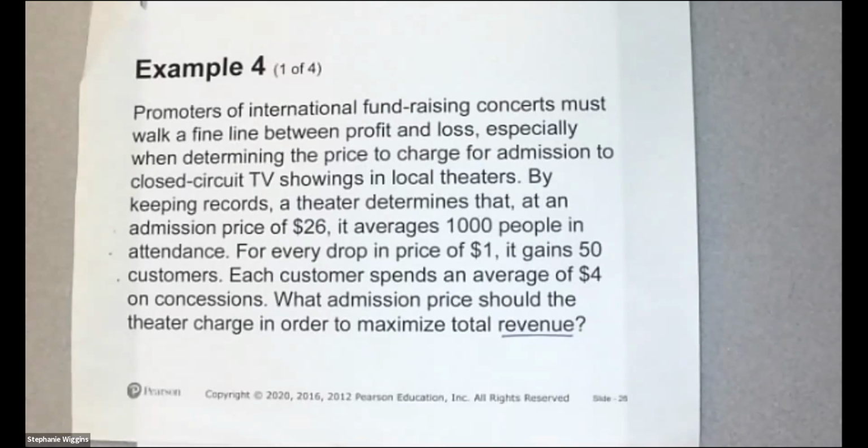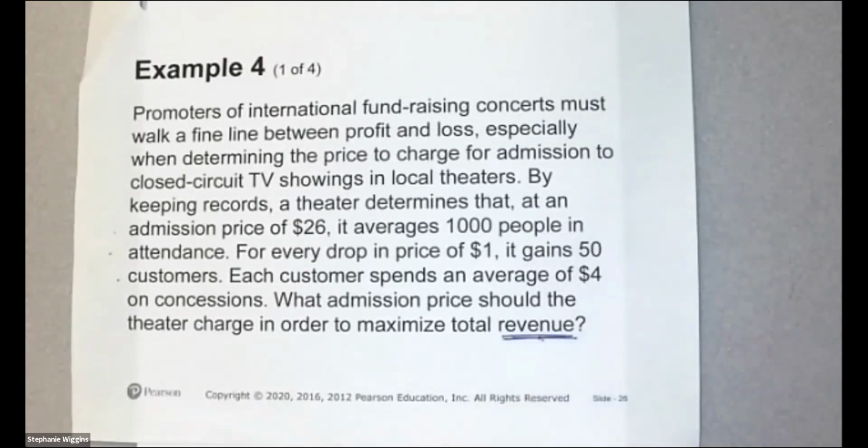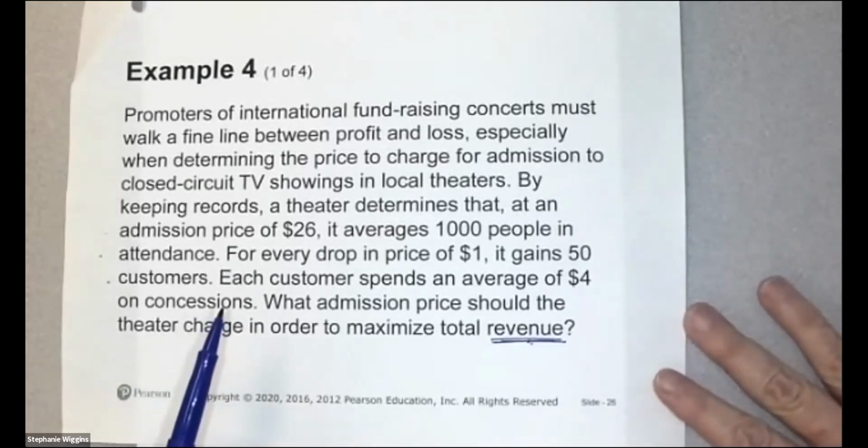Whenever you get problems like this, you want to map out how you're going to solve it. And so the first step is to simplify our information. Notice I underlined here the revenue. That's what we're shooting for. We want to maximize revenue. Well, how do you calculate revenue when you're talking about ticket sales? You take the number of people that are attending multiplied by the admission price. Plus you also have to include what you bring in for concessions.